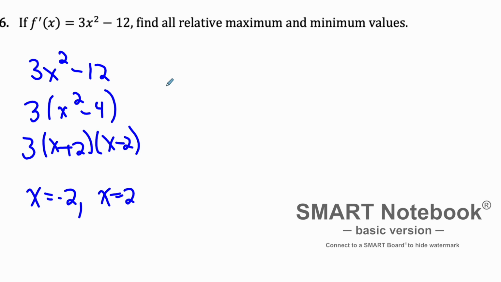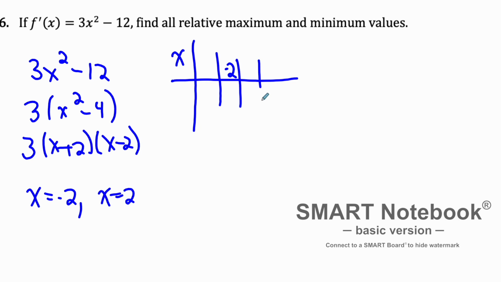So that means that in our table, we need a value less than -2. I need a value between -2 and 0. Or I'm sorry, a value between -2 and 2. I'm going to use 0. And then a value bigger than 2. So a value less than -2 is like -5. Between -2 and 2 would be 0. And then bigger than 2, we'll just use 5.